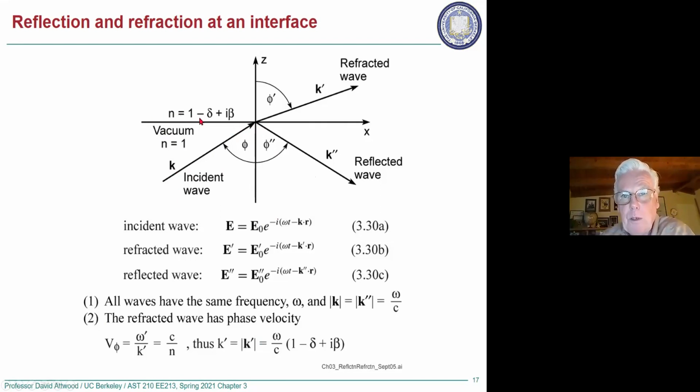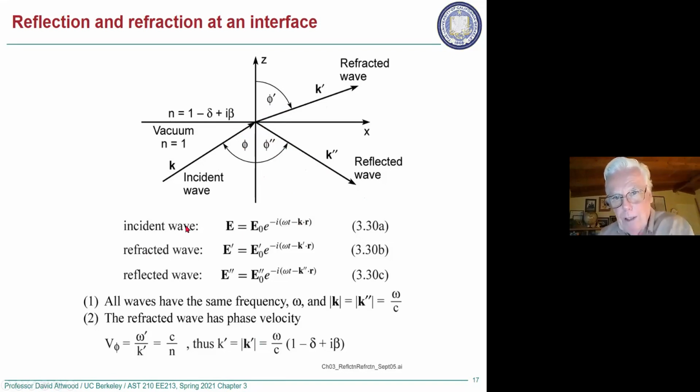The fact that it's 1 minus delta has only one effect in this diagram: rather than bending towards the normal as it would for, let's say, glass, where the refractive index is 1.5, the incident wave would produce a refracted wave that is bent a little bit towards the normal, okay? And there's a reflected wave. We call the incident angle phi, the refracted angle phi prime, always measured from the normal. Phi double prime is the reflected wave.